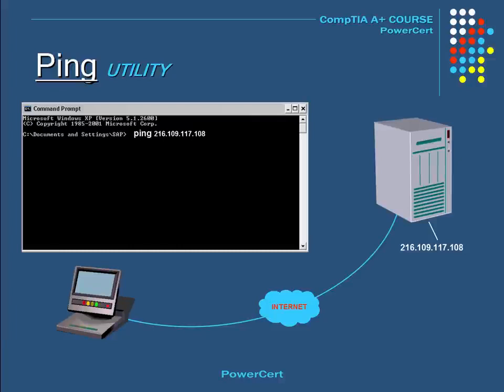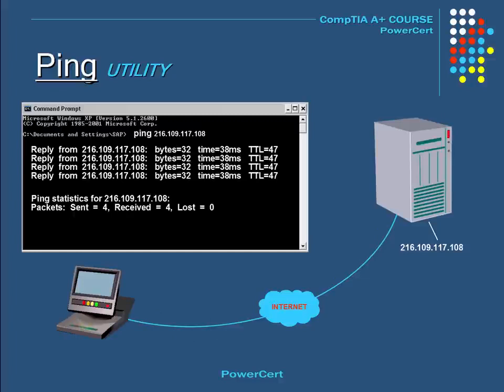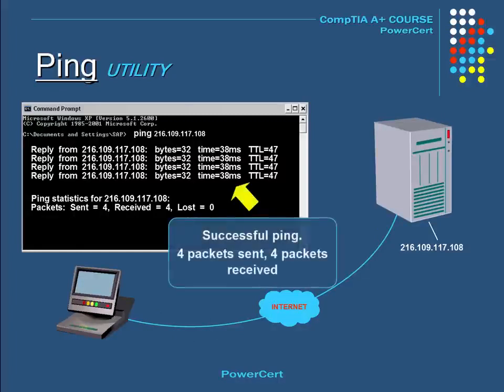Now it's going to send out 4 data packets to the destination IP address we chose. Then the destination will send the data packets back to us as a reply, and these are called echo replies. These replies will inform you about what's happening with the destination host we pinged.